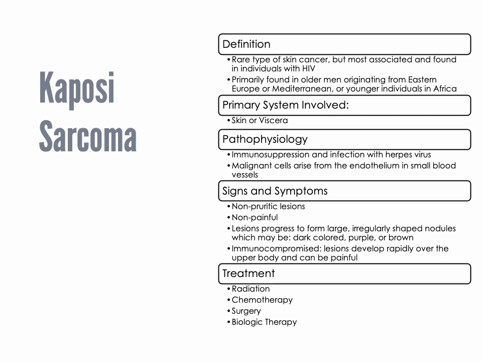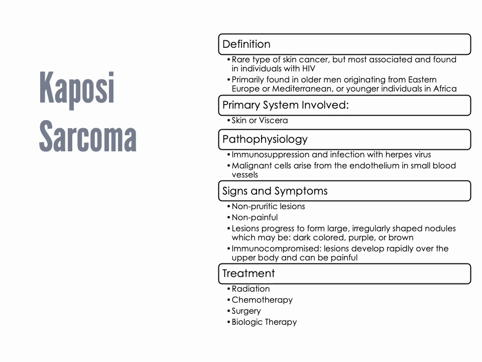You do have malignant cells that arise in the endothelium and in small blood vessels. It does present itself as non-pruritic lesions, so it does not itch. They're not painful, but you do see these irregularly shaped nodules on the body. They could be dark, they could be brown, they could be purple. And again, it's because these individuals are immunocompromised. As far as the lesions developing, they are rapid in development. But sometimes if you are immunocompromised, we do see some presentation of painful lesions, but again, that's a very progressed state of HIV.